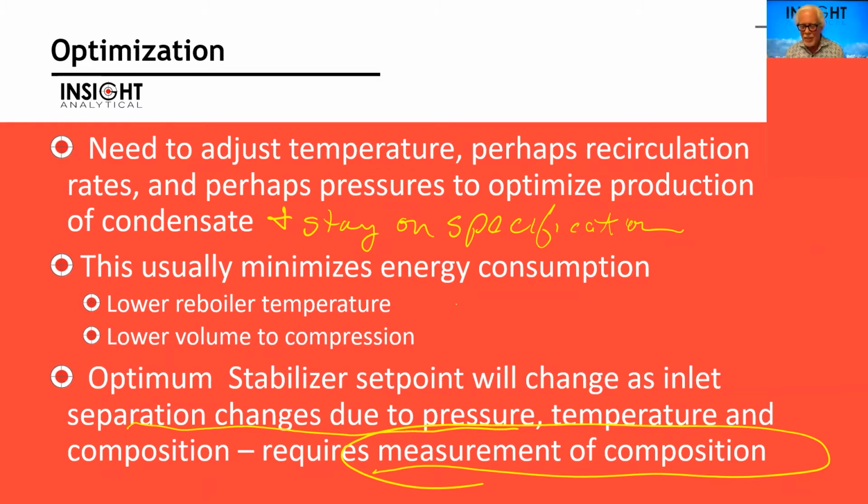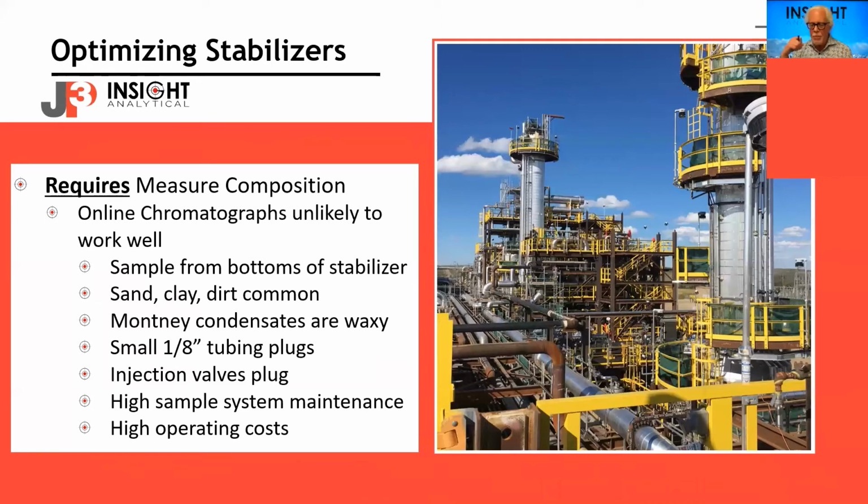Okay, so optimizing stabilizers requires a measurement of composition. And we commonly think of gas chromatographs as a compositional measurement device. So I'm going to highlight this. This is our stance on this. If you want to do this properly, you really need to do a measurement of composition.